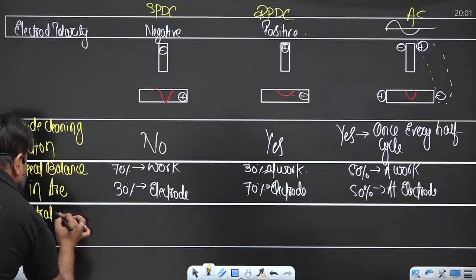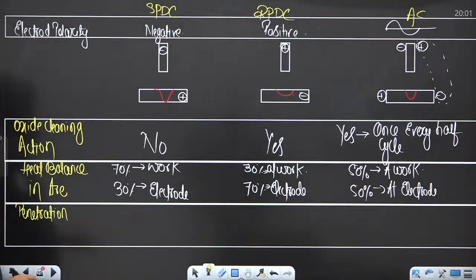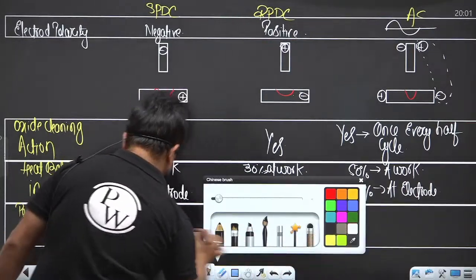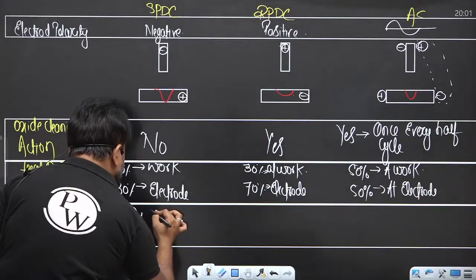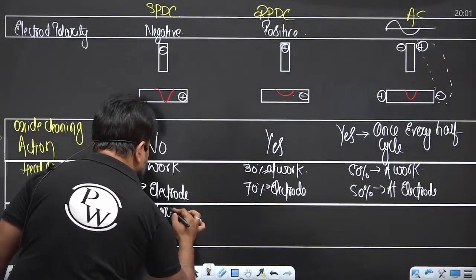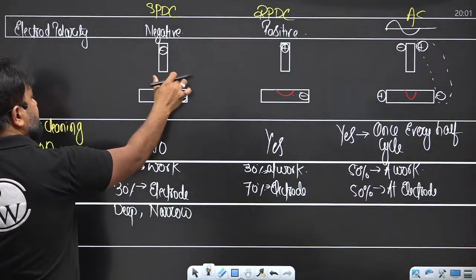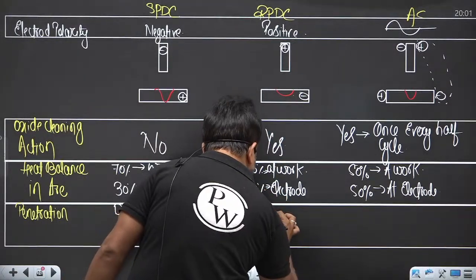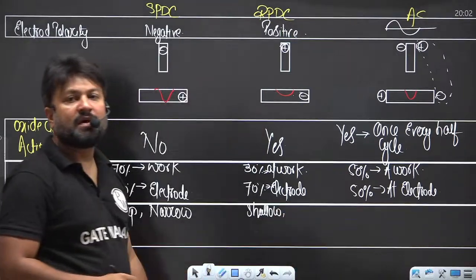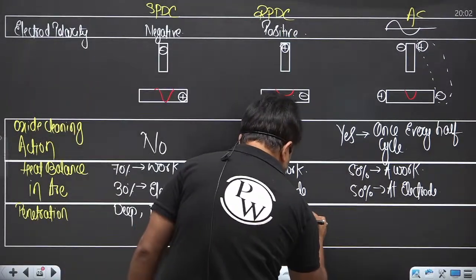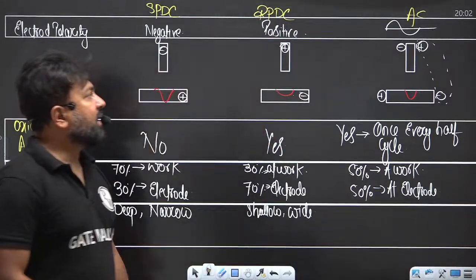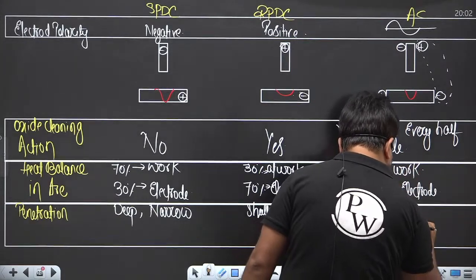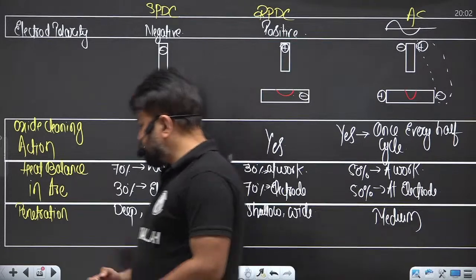Next point is penetration. Here it is deep and narrow: the depth of the weld pool is deep and the width is narrow. Here the depth of the weld pool is shallow and the width of the weld pool is wide. And when there is AC polarity, the depth and width are medium. So this is about arc welding.